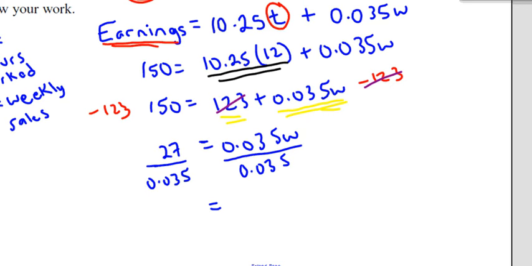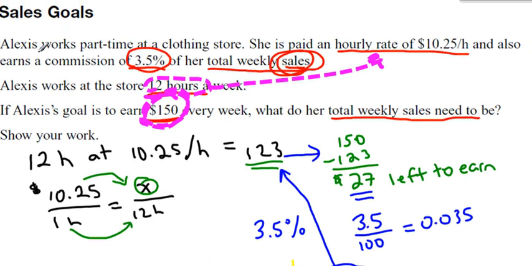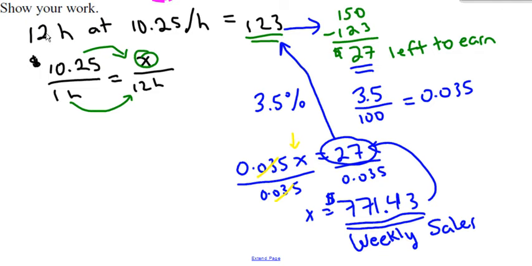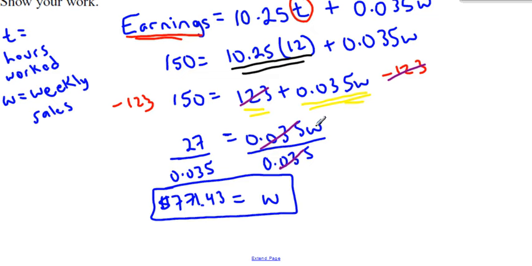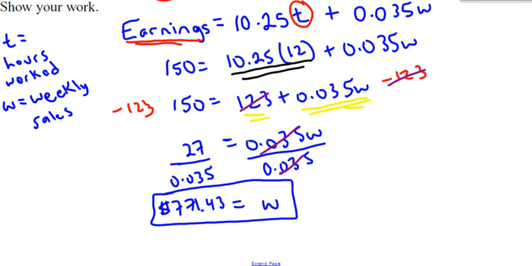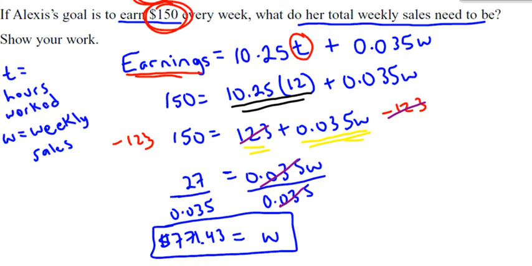So what happens on the right is we just get this nice cancellation. We're left with just W, which is what we want, her weekly sales. And if I type this into the calculator, I get the same number, $771.43. So now I calculated her weekly sales a little more mathematically. It doesn't necessarily mean that it's more right, but it's more directly related to the sort of math that we wanted you to be doing this year.